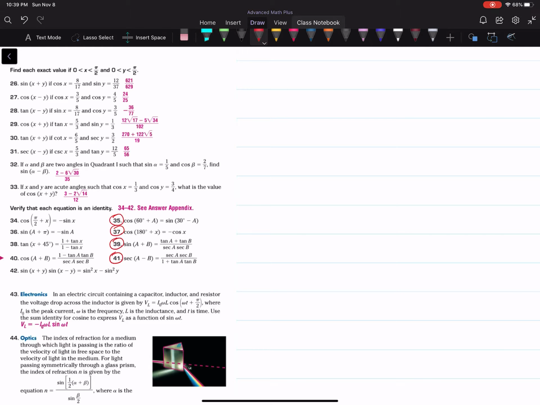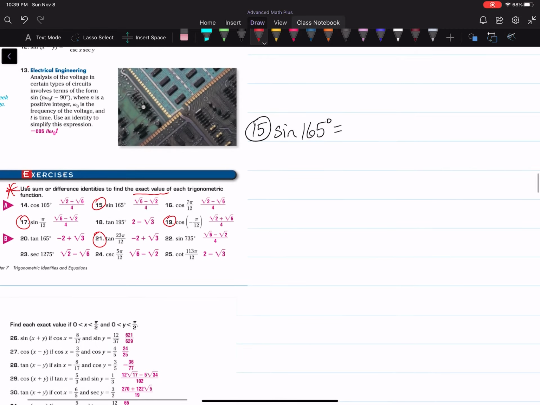And the directions are a little different. These were verifying the identities again, which we did in one of our other videos. So let's get going. So 15 is sine of 165 degrees.